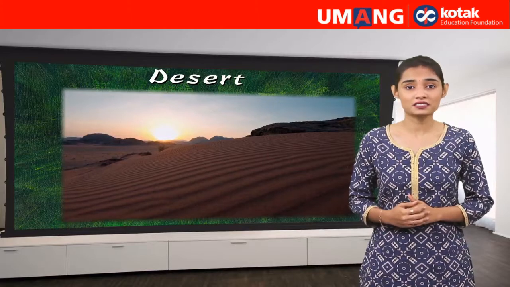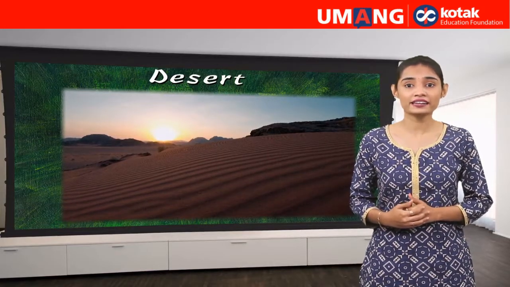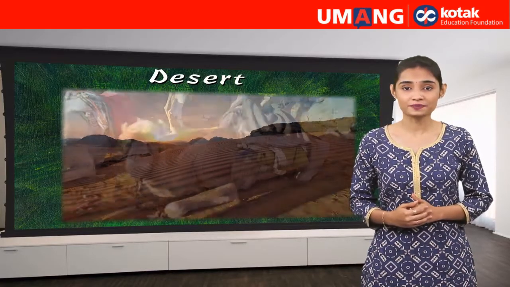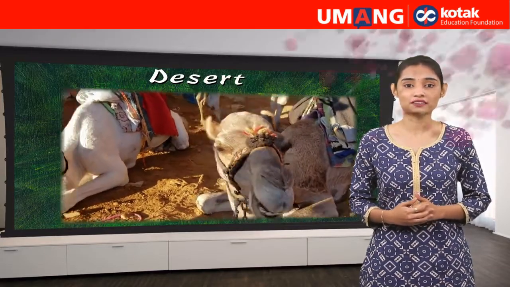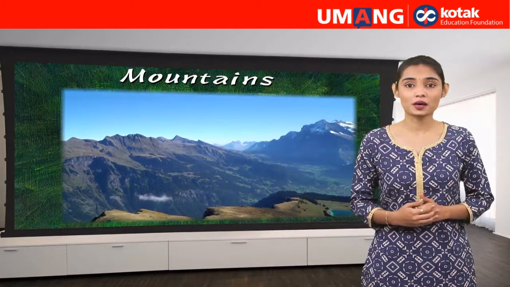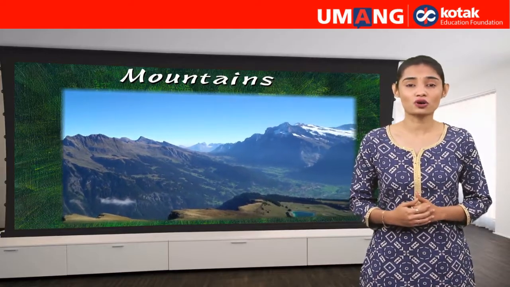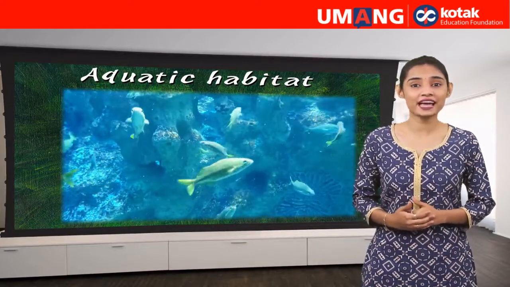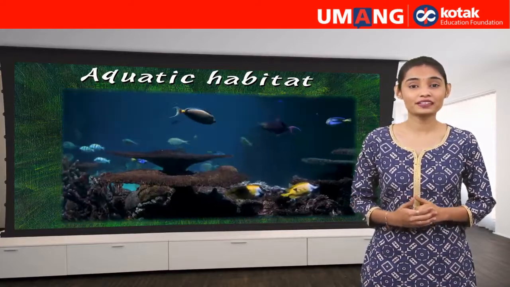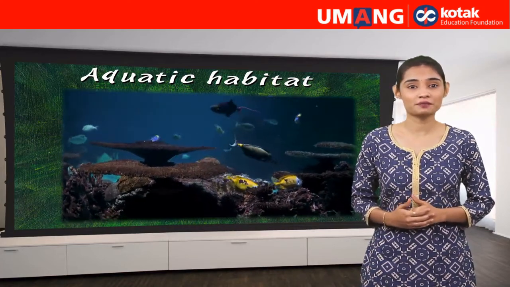Next, desert. Deserts are area covered by sand. These places get very little or no rain. Mountains. Mountains are very tall and very cold. Aquatic habitat. Aquatic habitats are any habitats with water. There are different types of aquatic habitats.